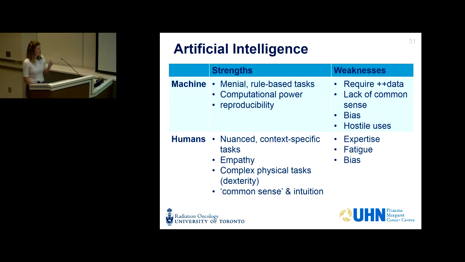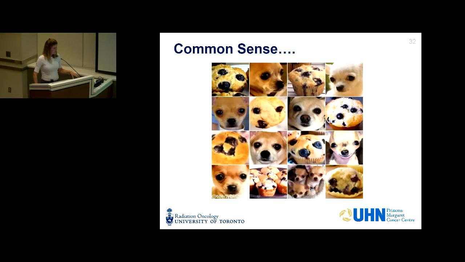You'll also notice a big one is that bias does not just fall under humans. Machines are not these objective things that are immune to bias, and I'm going to go into that in a few minutes. But one example first that I'm going to provide, just about the idea of common sense.